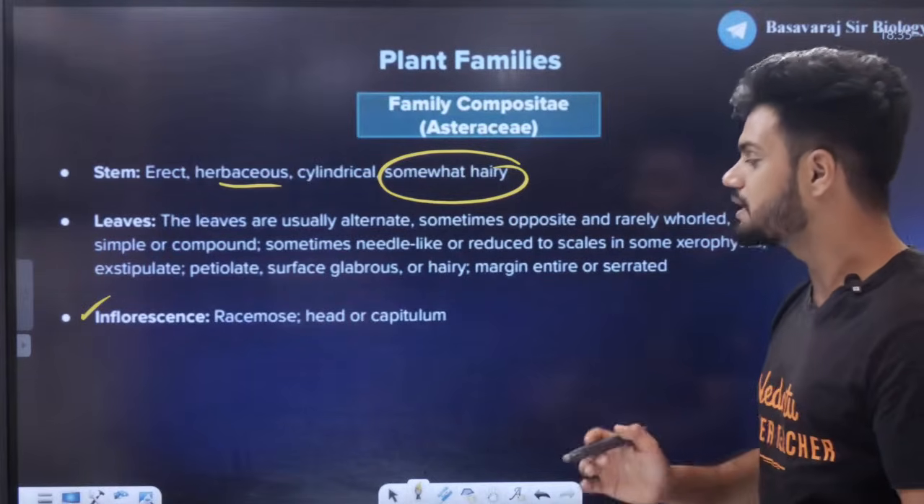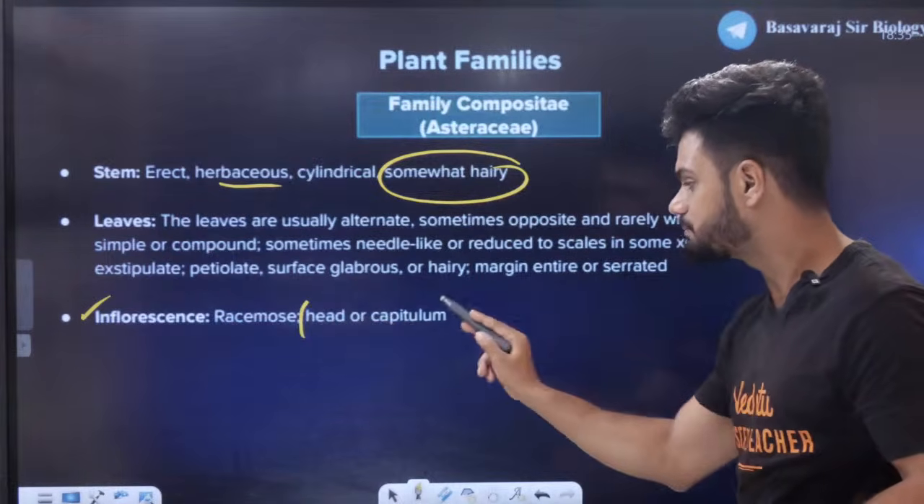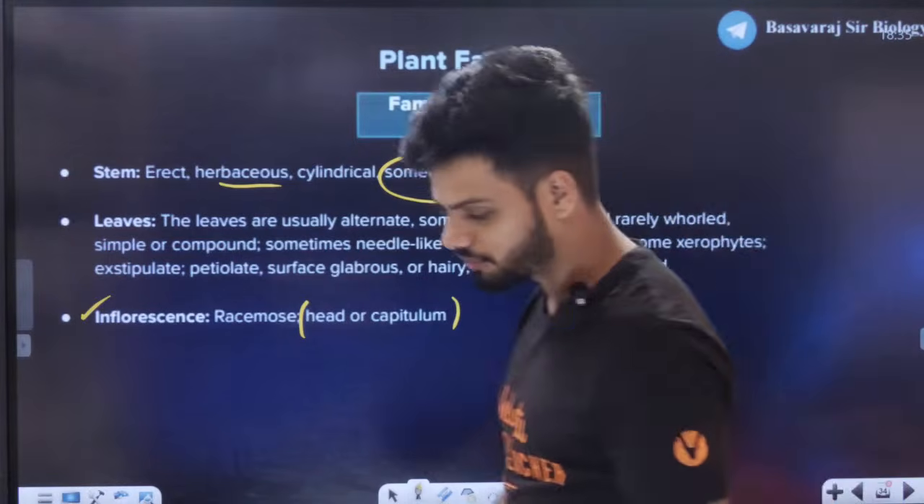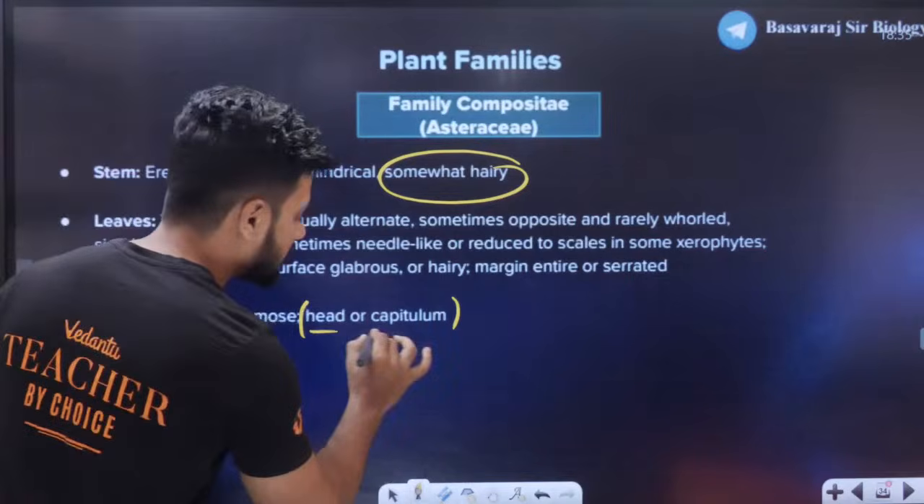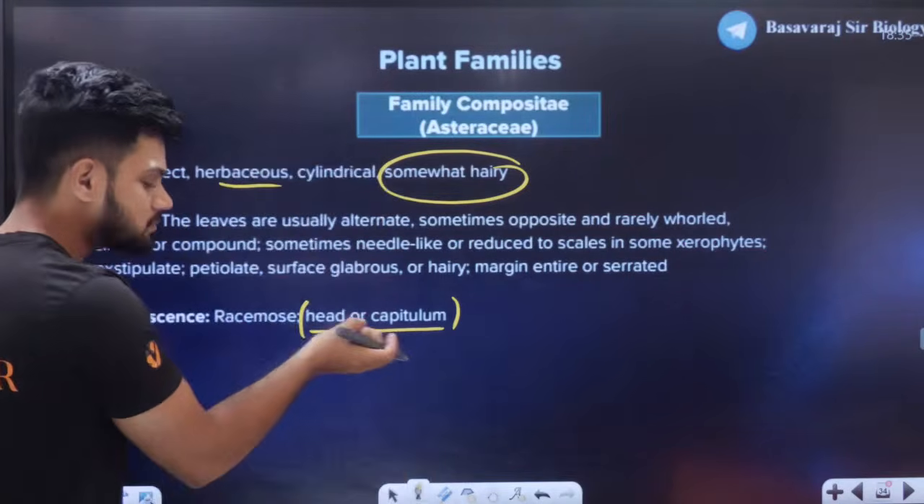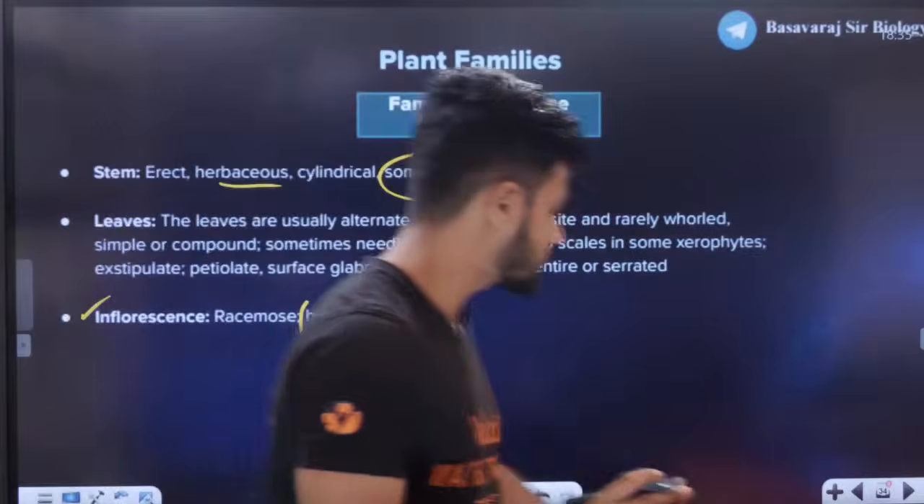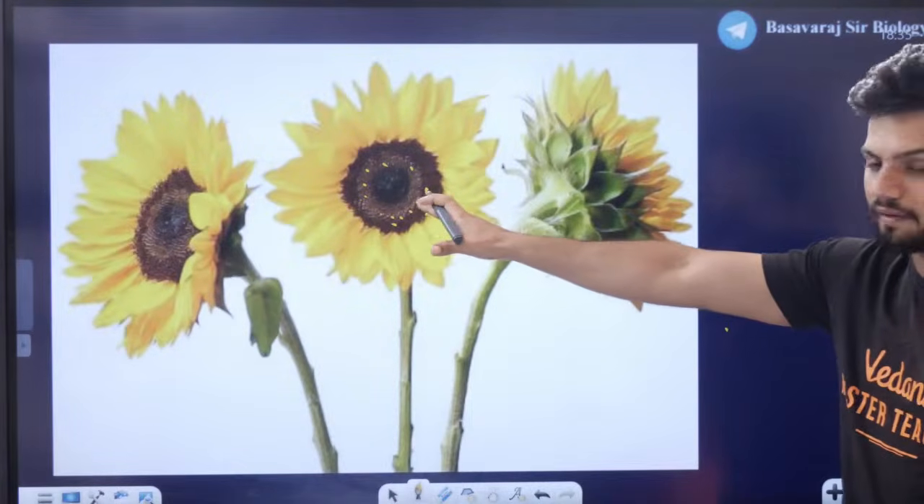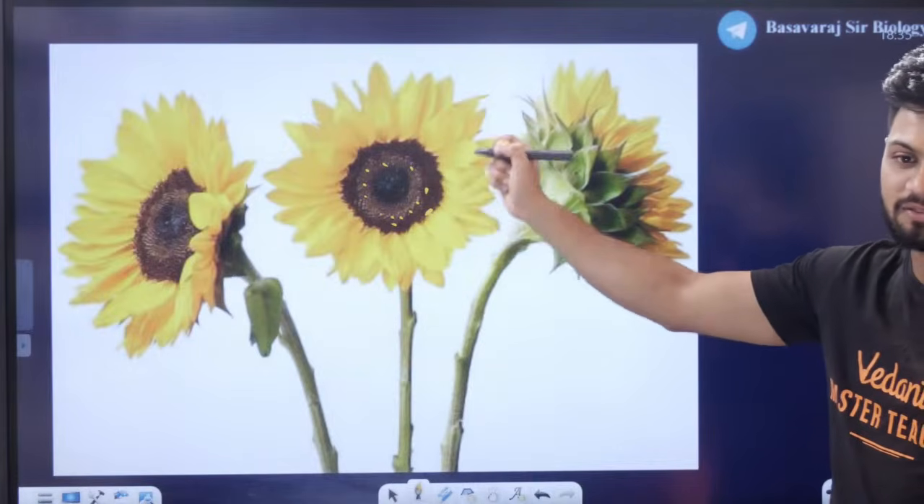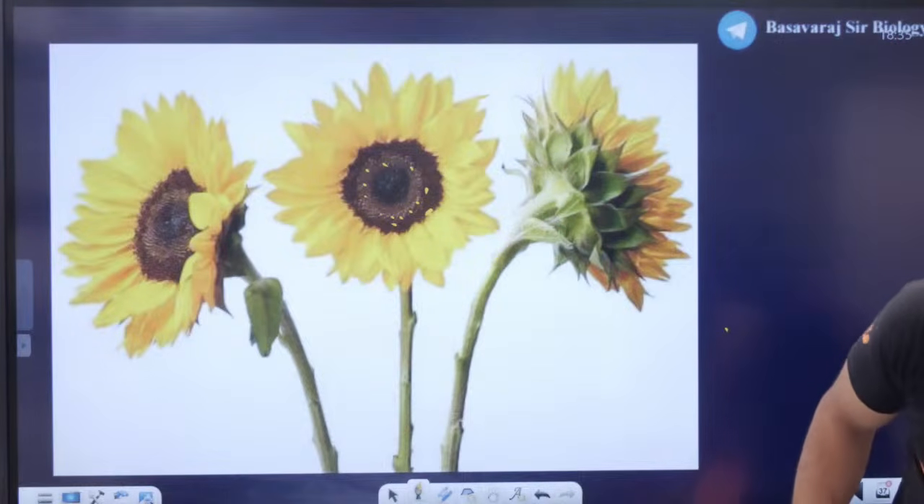The inflorescence here is called a head or capitulum. Not cappuccino, capitulum. That is your inflorescence here. So, students, this right here is not a flower. This right here is an inflorescence.